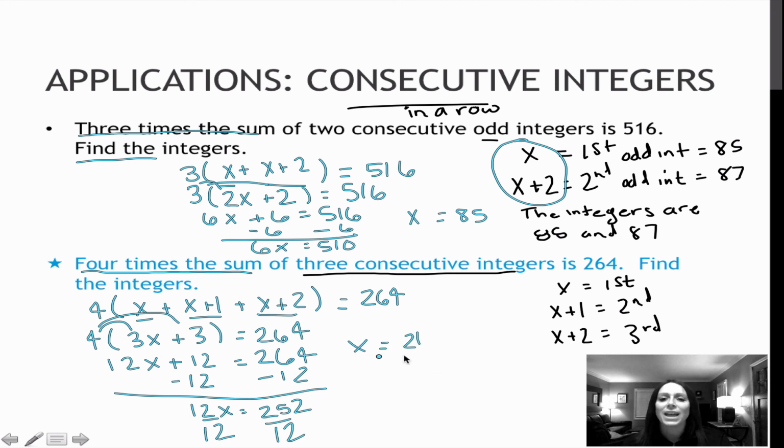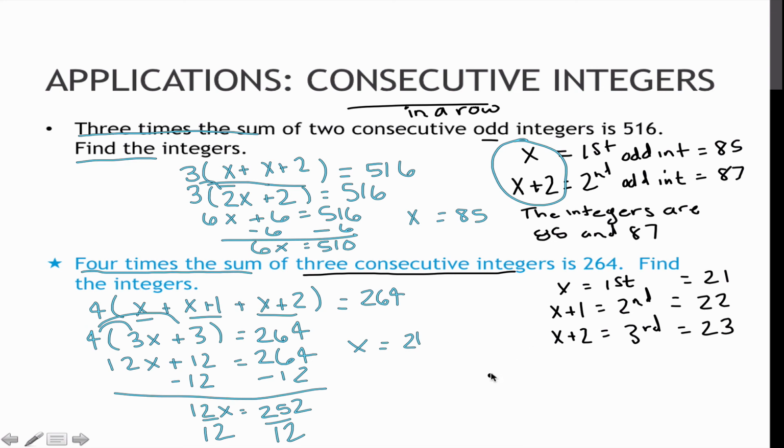Okay. So x equals 21. Now remember, I'm looking for all three numbers. So the first number is 21. The second number is 22. The third number is 23. It's a story problem, so we really should write our sentence. The three integers are 21, 22, and 23.